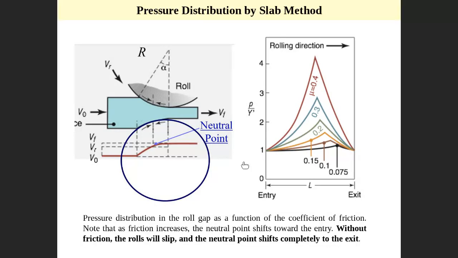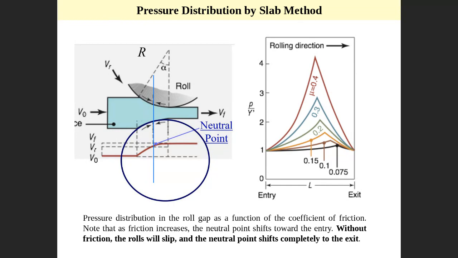Then you can see that here, this is the no slip point. This is whatever we call the no slip point, you know that. VR, the speed of the roller, VR, the speed of the workpiece. At this point, we call it the no slip point or neutral point. This no slip point depends on mu, the coefficient of friction. Higher coefficient of friction, smaller coefficient of friction, the location of this point is different with the friction.